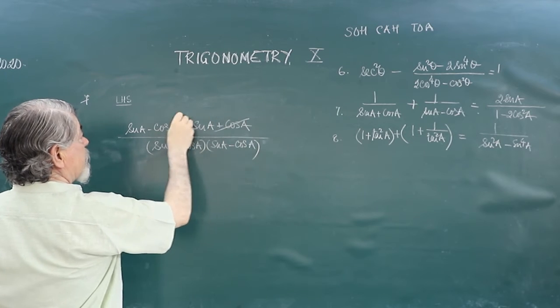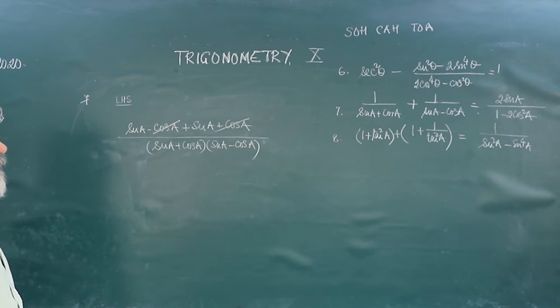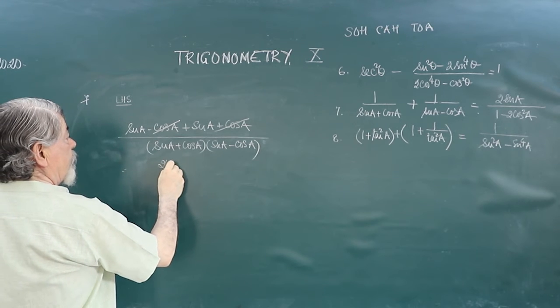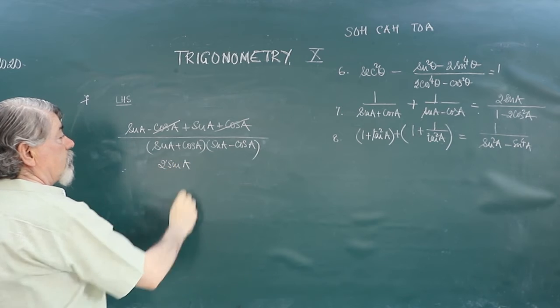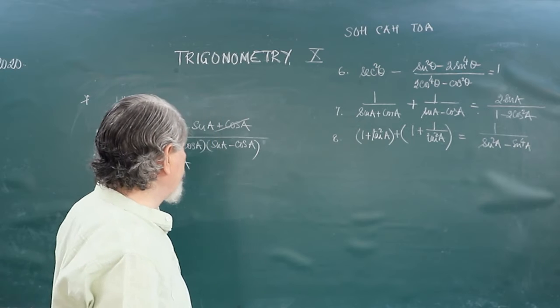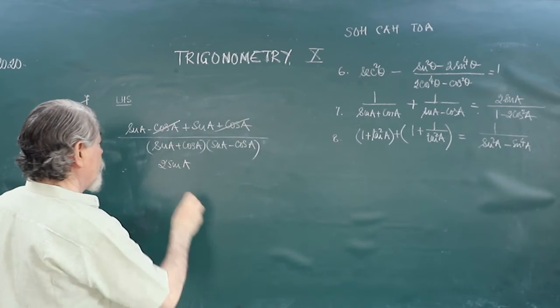Now this will cancel. This will cancel. We will get 2 sin A, which I want in my answer, which I want from the right hand side. So I already have 2 sin A. The only question is of this. So let us sort it out.